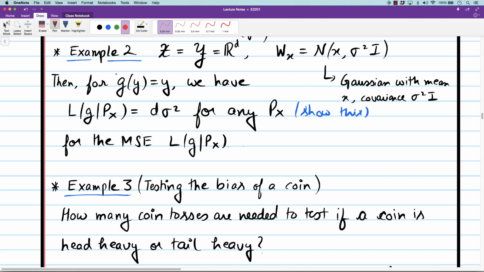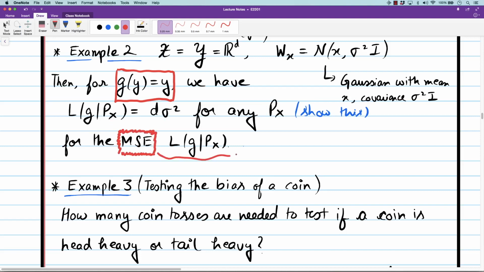Okay, so you can consider this very simple estimator. This is a sort of naive estimator. When it sees y, it just declares y as an estimate for x. So you can check that for this estimate, the expected loss of this estimator g given P_x, for any P_x, is d sigma square. Remember, this loss we are going with is the mean square error loss. We defined this in the previous lecture.